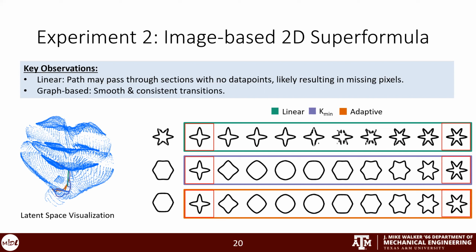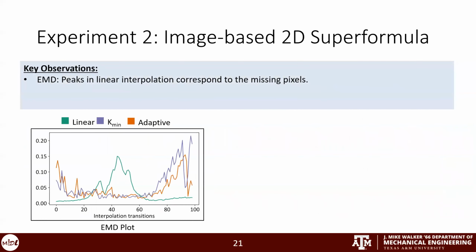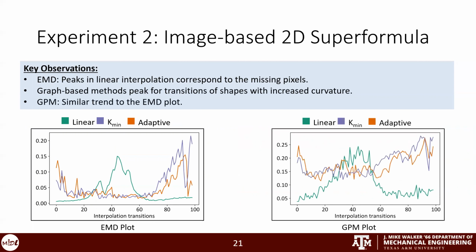An interesting thing to note here is that both the graph-based methods produce very similar results, but the K-mean approach took longer paths in both of the experiments. While we currently do not have a theoretical basis for this, we only use the adaptive graph approach for the remaining experiments. The EMD plot for this example shows a sharp peak for the linear interpolation method corresponding to the shapes with missing pixels. For the graph-based method, the peaks are seen when the transition is between sharper and rounder shapes. The GPM plot shows a similar trend compared to the EMD plot.